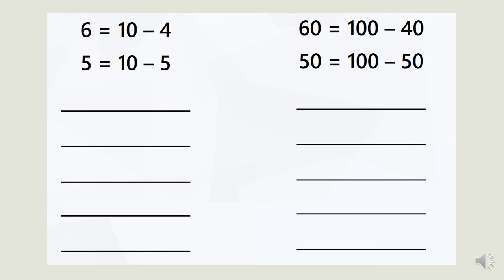Okay. 5 is the same as 10 take away 5. Now, there's a bit of a pattern going on here, if you can see. I've started with 6 and then I've gone to 5. I wonder if you can carry on, have a go at finishing off the sums on a piece of paper. I'm going to show you the answers in a minute. So you could have a go at 4 equals 10 take away something. Can you work it out? Have a go. Pause the video while you have a go at doing the ones on the left.